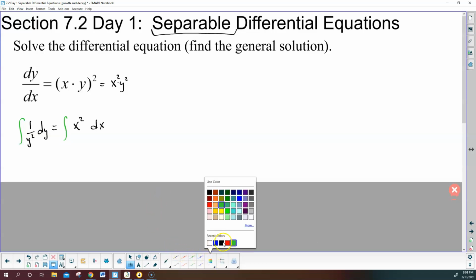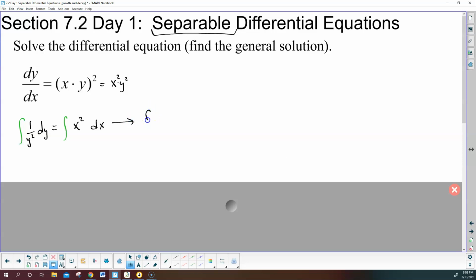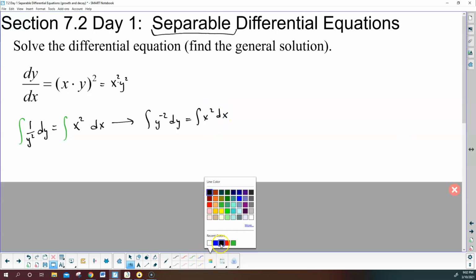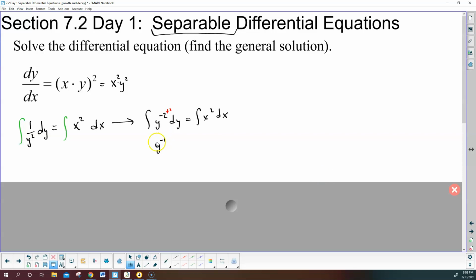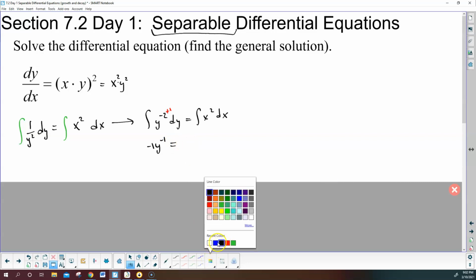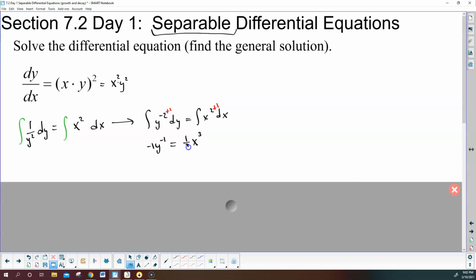So nothing crazy there. Maybe you want to rewrite 1 over y squared as y to the negative 2. I'm happy with x squared. And then they're both just undoing the power rule. So remember, we're going to add 1 to the exponent, so that'll give me y to the negative 1. But if I put a negative 1 up top, I have to multiply by the reciprocal, which is still negative 1. And if I add 1 to the 2 here, then I get x to the third. But if I put a 3 up top, I have to compensate for that and put a 3 out in front. And then we have to put a plus c.